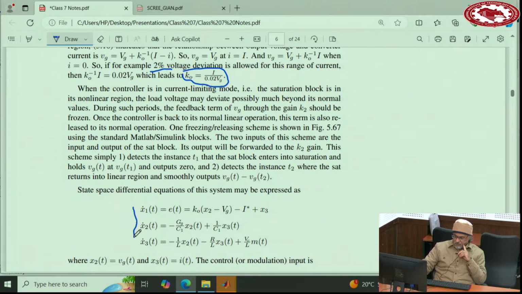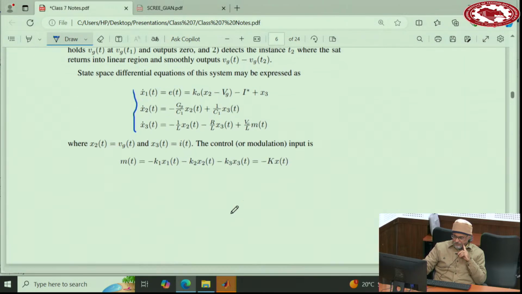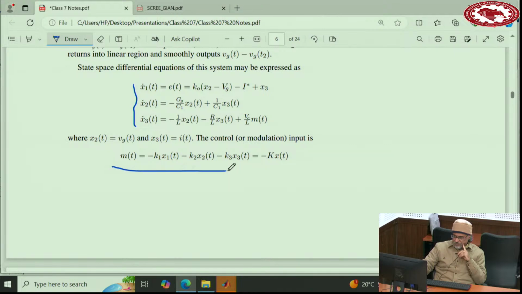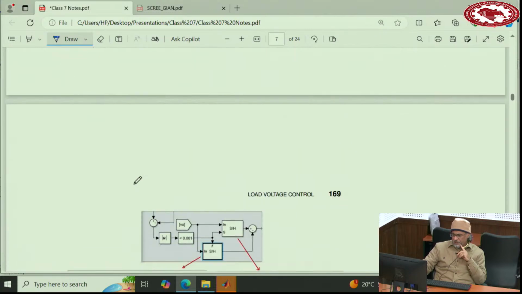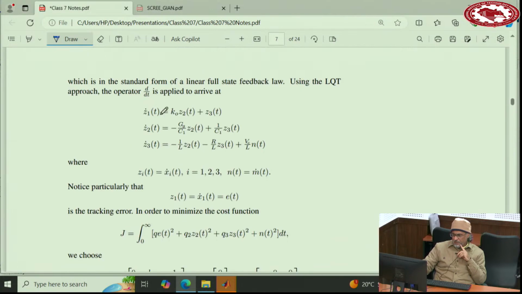Then I write down the state equations for this system, and this is the state feedback law. And still you see we have a couple of constant numbers here, like this one and this one. We don't have much here. Then you need to apply again the derivative to this one. And then you will get these 3 equations.